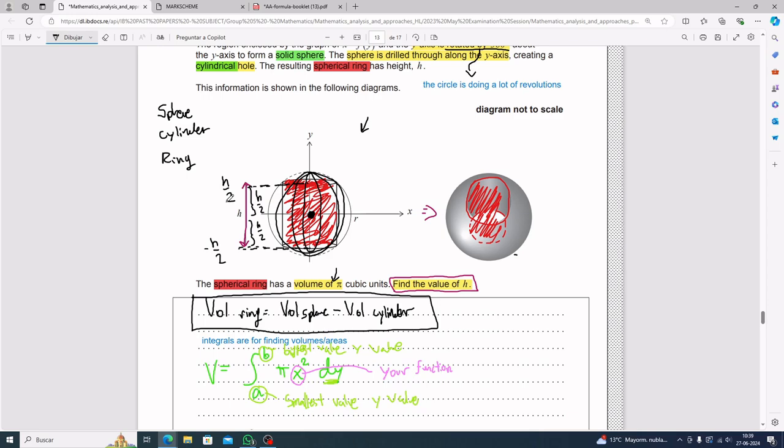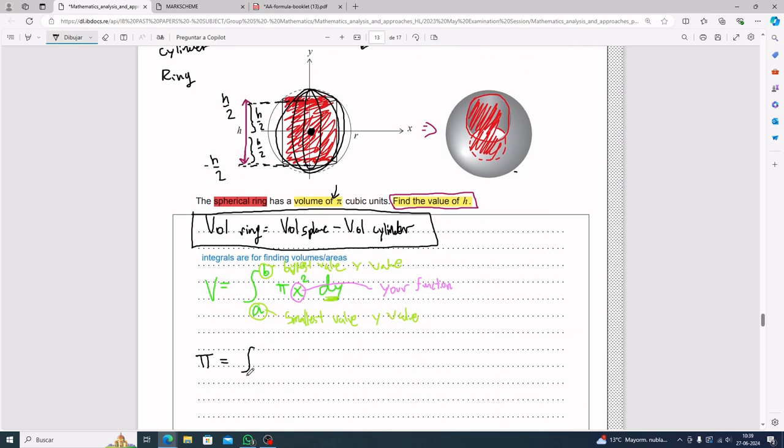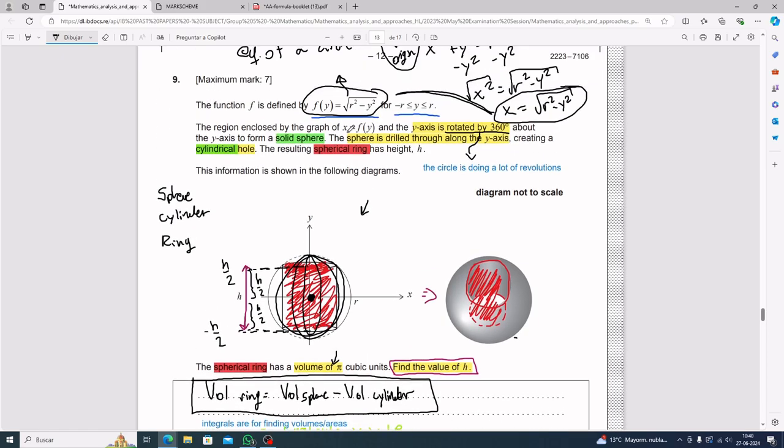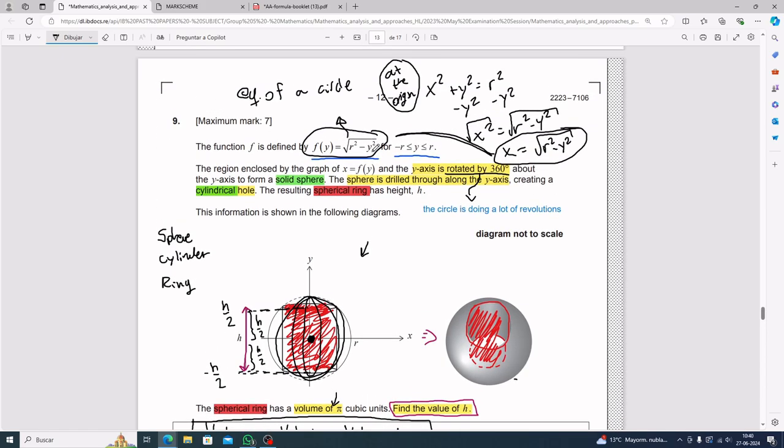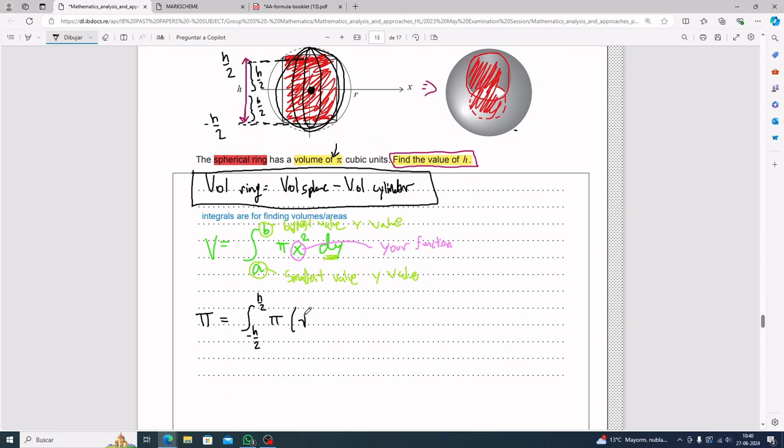We're talking about y values here, you guys, right? And so the smallest y value that you will be evaluating this integral on is negative h divided by 2, and up here you have h divided by 2, times pi times x squared, and x we said was our function. So our function is up here, right? It's just square root of that whole thing. So it's square root of r squared minus y squared. All of this squared because it's part of my formula, right? And integral respects to dy. So this whole thing was for volume of sphere, right? This is where I'm at, volume of sphere.